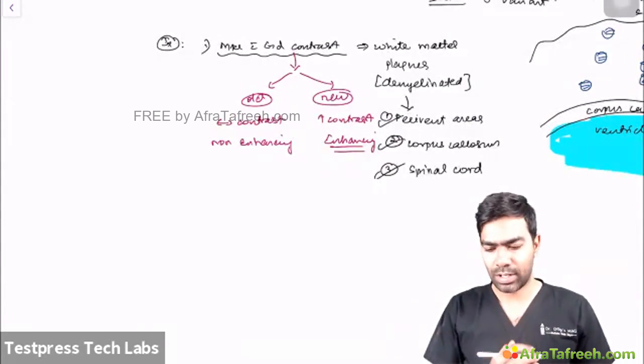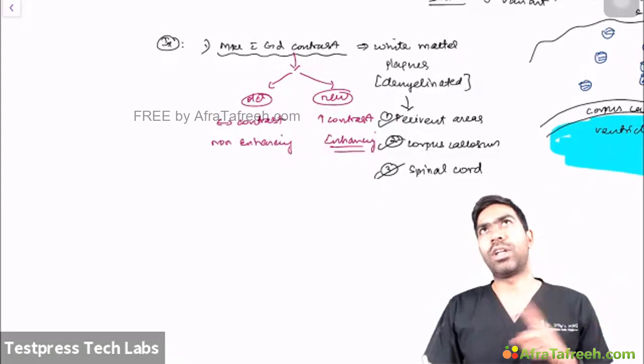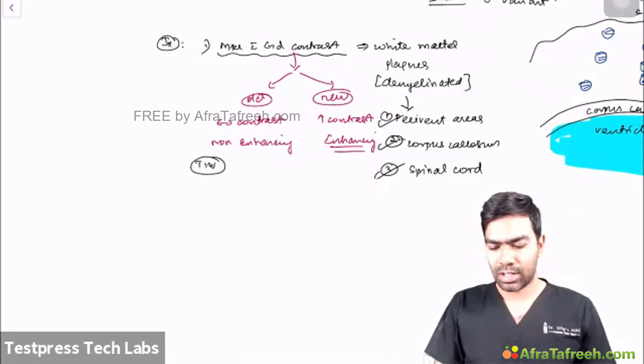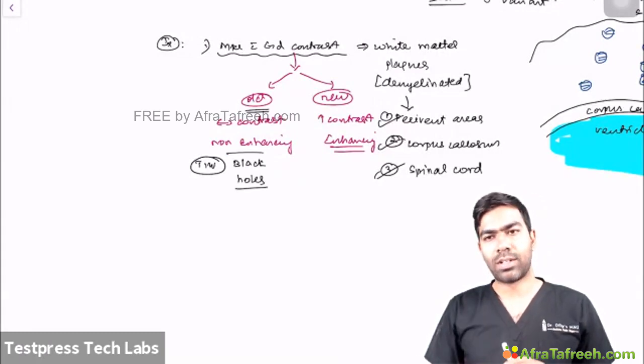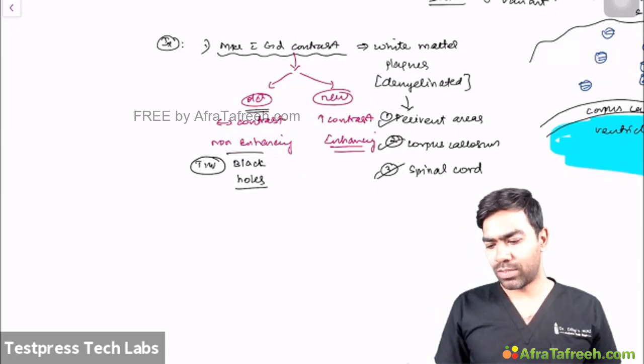And similarly, on T1 weighted images, these old lesions appear like a hole in the brain. These are called T1 black holes. So old lesions typically look like that, while new lesions will not look like black holes.